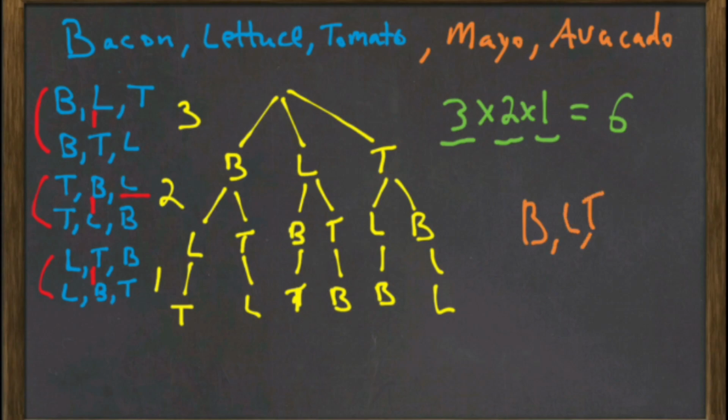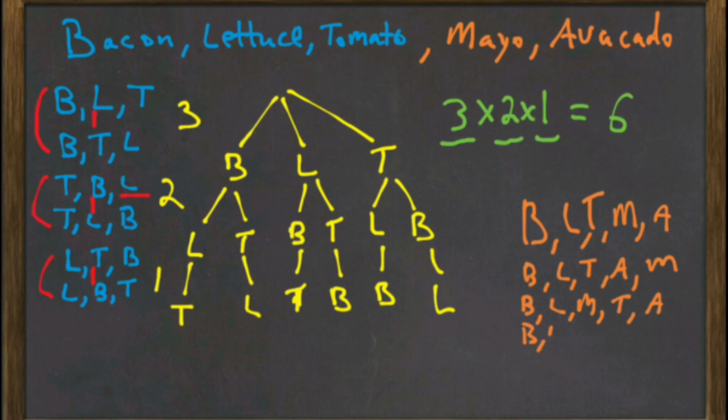So BLT, M, A, we could write it down as we have listed, but of course we could then say BLT, avocado, and then the mayo on top. We could have BLM, we could put the mayo in the middle there, and then we'd have T, A, and then we'd have BLM, M, A, and T.